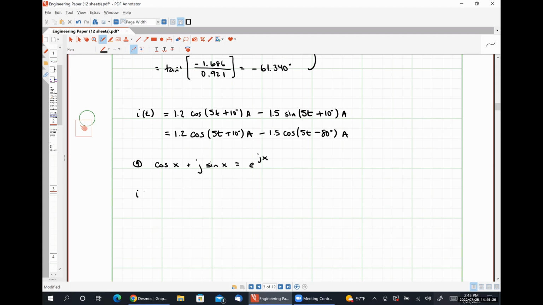So I'm going to say that I of t is equal to the real part of 1.2 e to the j (5t plus 10 degrees) minus the real part of 1.5 e to the j (5t minus 80 degrees).